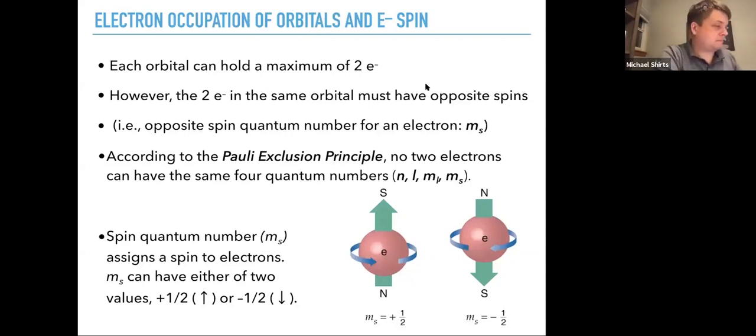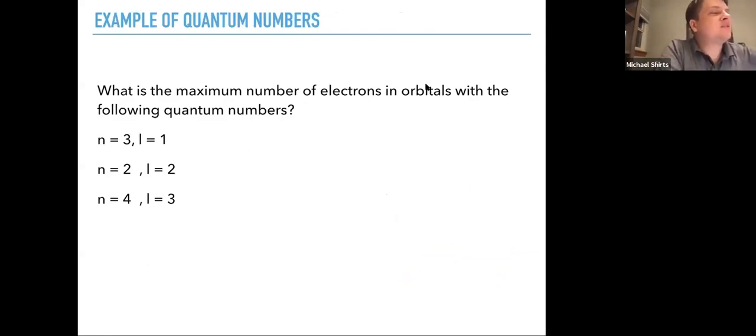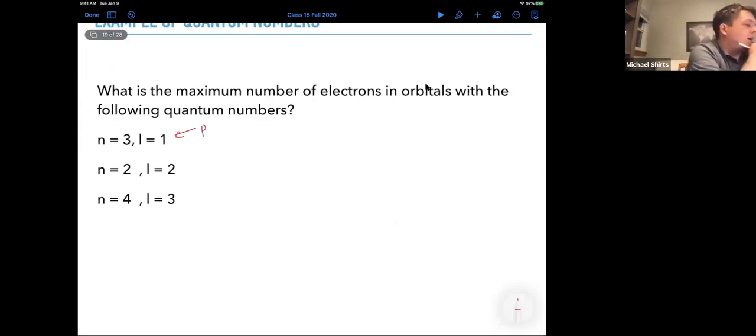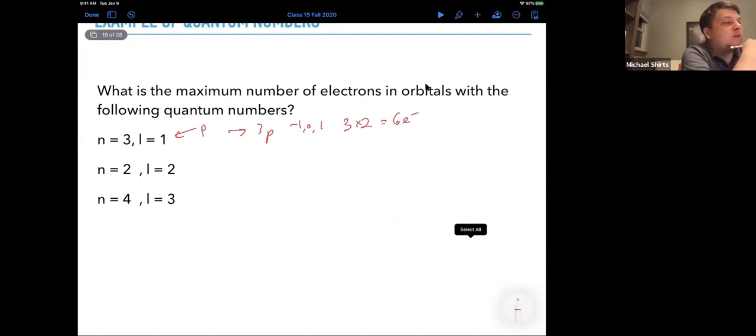Okay, so knowing this, what's the maximum number of electrons in orbitals with the following quantum numbers? Here we're just practicing to make sure we can get these right. n equals 3, l equals 1. Okay, well, let's see. l equals 1. It's a p orbital, and so these are the 3 p orbitals, ml = -1, 0, and 1, and so there's a total of 3 times 2 electrons per orbital, 6 electrons. There can be up to 6 electrons in 3p orbitals.